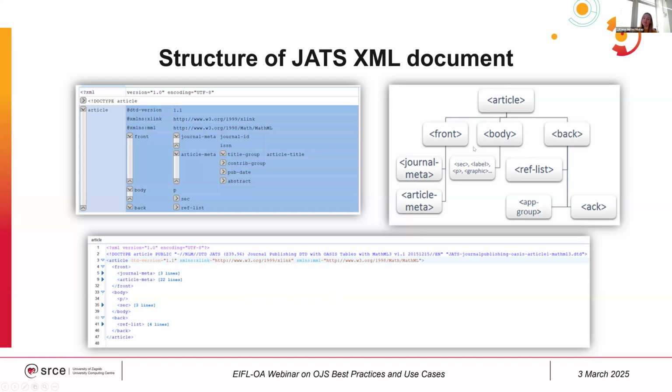The front part includes journal and article metadata. The body part includes the whole body of the article, text and all other elements. And the back part includes primarily the reference list, but also acknowledgements and all other appendices. It looks very understandable, and not so. But to achieve a document that is structured in this way is not very easy, and it is quite challenging.